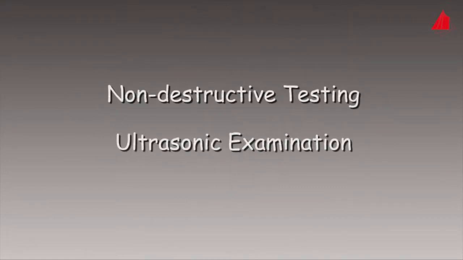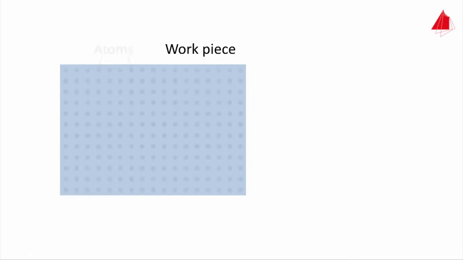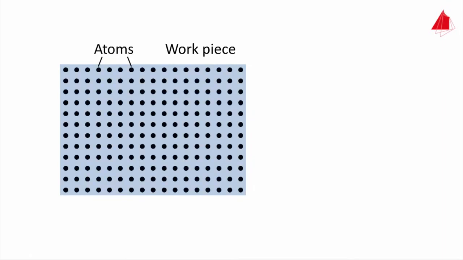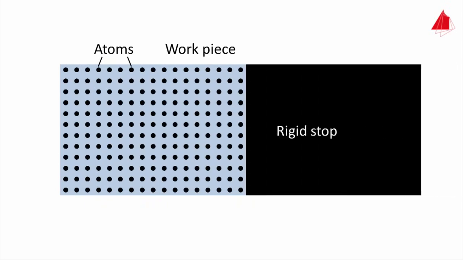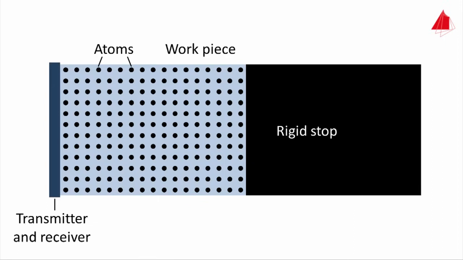Non-destructive testing. Ultrasonic examination. The basic principle of ultrasonic testing of materials is the propagation and reflection of sound waves. As an example, a cylindrical workpiece is shown in the animation. The longitudinal section through the cylinder shows the position of the atoms extremely magnified and simplified as a single crystal. To begin with, a rigid unyielding stop is attached to the right front end of the cylinder. At the left front end, a disc is installed. It will be used to transmit and receive sound waves.